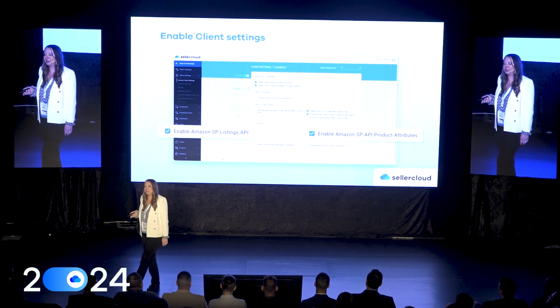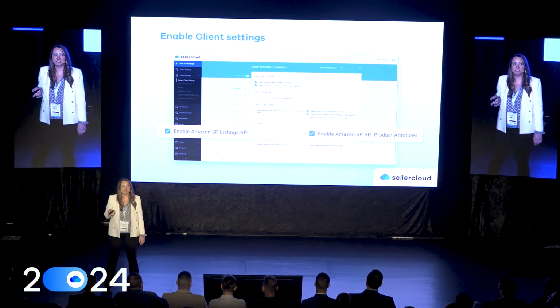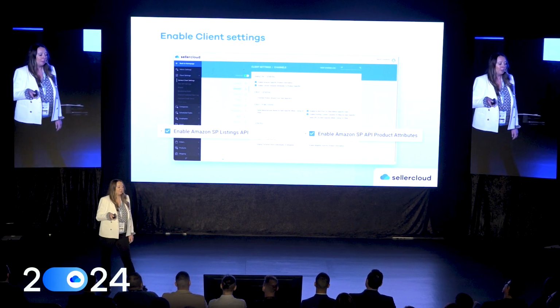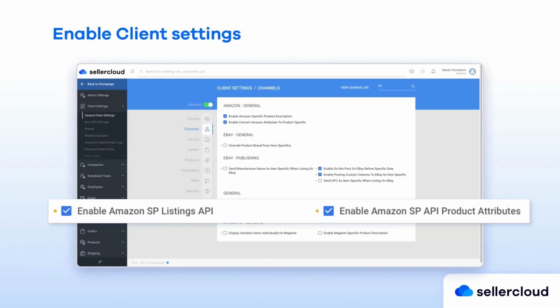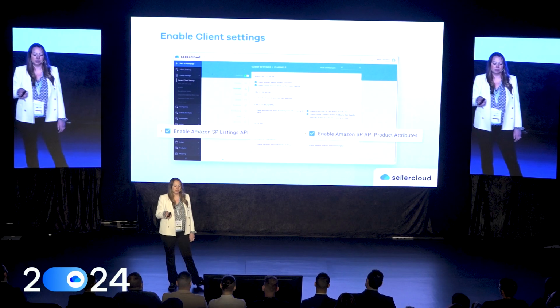Now, in true Sellercloud fashion, before you're ready to use this functionality, there are a couple of client settings that you do need to enable that are noted here. One of them is Enable Amazon SP Listings API. The other is Enable Amazon SP API Product Attributes.